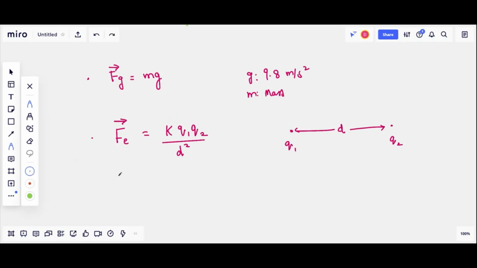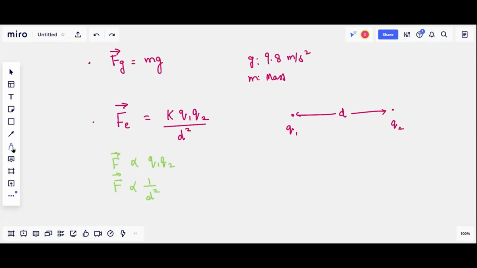From here, we can see that the force is directly proportional to the product of the two charges, and the force is also inversely proportional to the square of the distance between the two charges. It means that if we keep on increasing the magnitude of these two charges, the force will keep on increasing, while if we keep on increasing the distance between the two charges, this force will keep on decreasing because it is inversely proportional to the square of the distance. When we combine these two proportionalities, we have to put a proportionality constant, which we represent in this case by K.